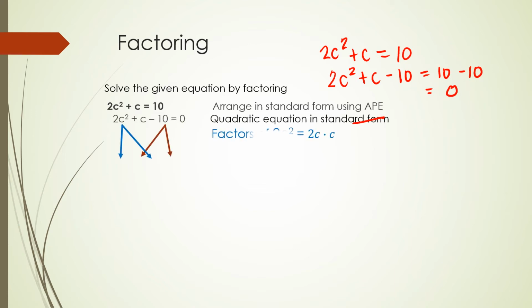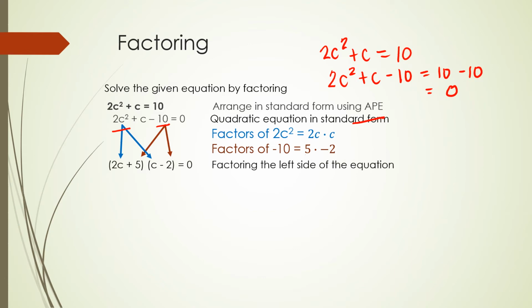Now, again, focus on the first and the last term. So, what are the factors of 2c squared? That is 2c times c. And then, what are the factors of negative 10? Gagamitin si 5 times negative 2. So, those are the factors.